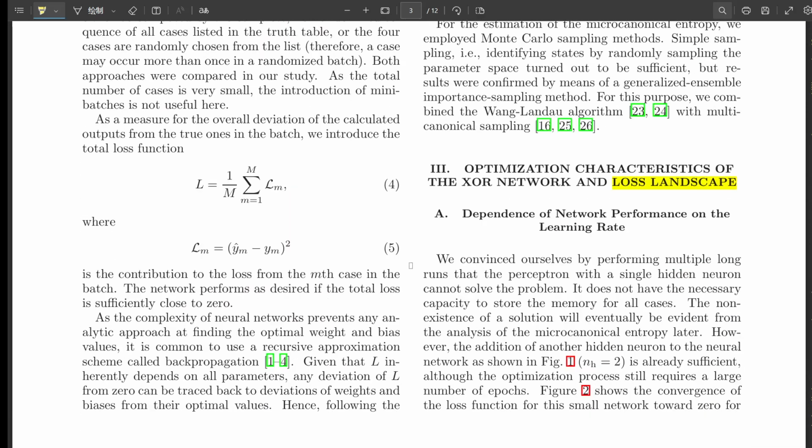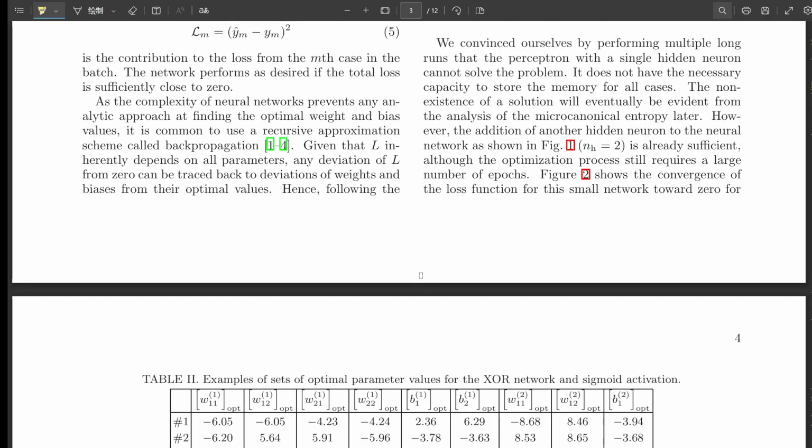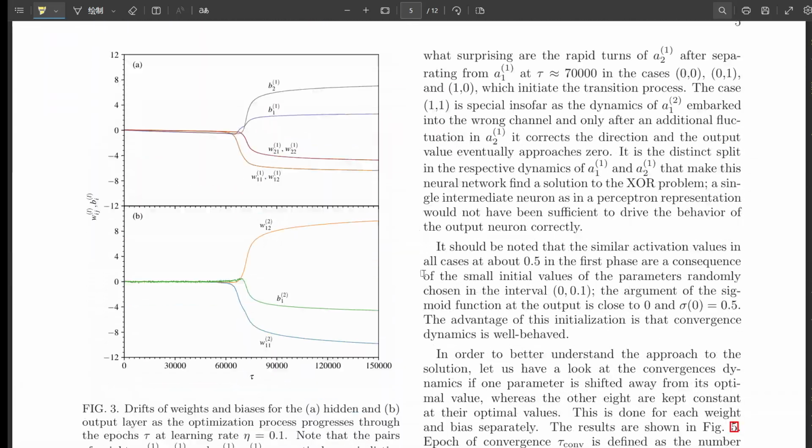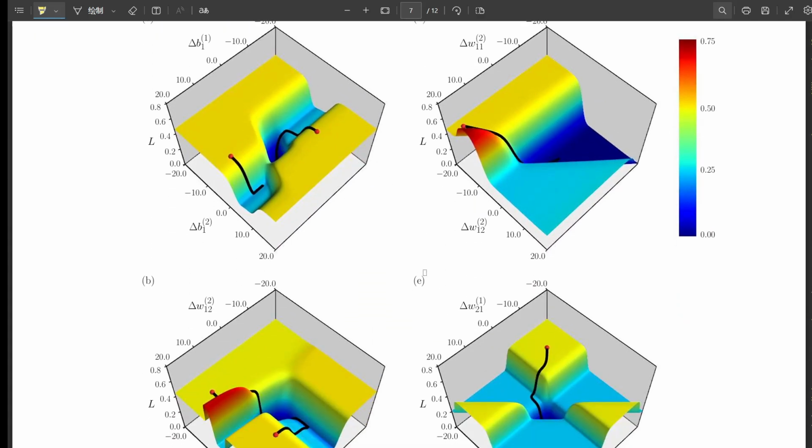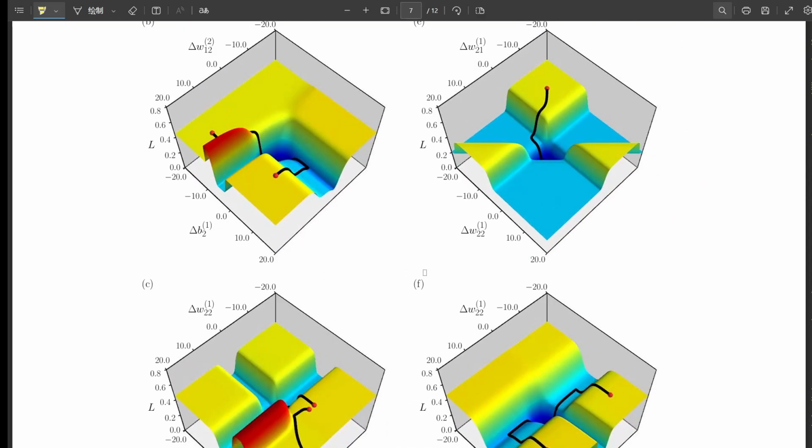Yeah. And as you move away from that zero loss point, the landscape gets even more complicated. They found channels, which are these paths of low loss that can lead the network to better solutions. These channels sound promising.